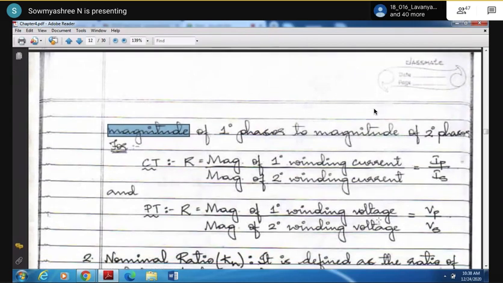Okay, transformation ratio gottaita definition now. Yes, ma'am. So that is transformation ratio. That is one of the term.